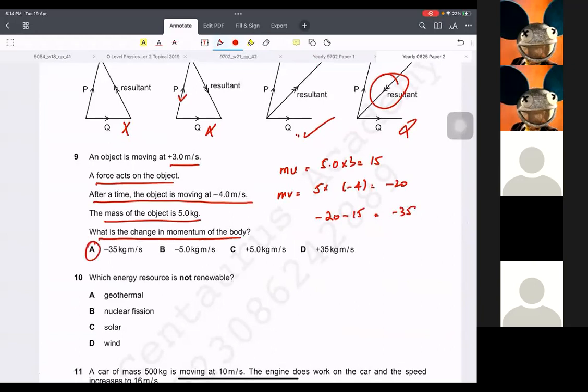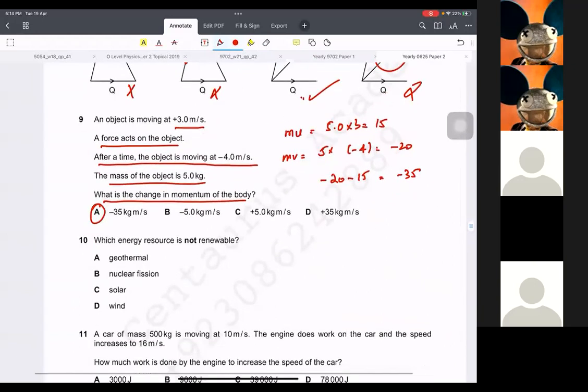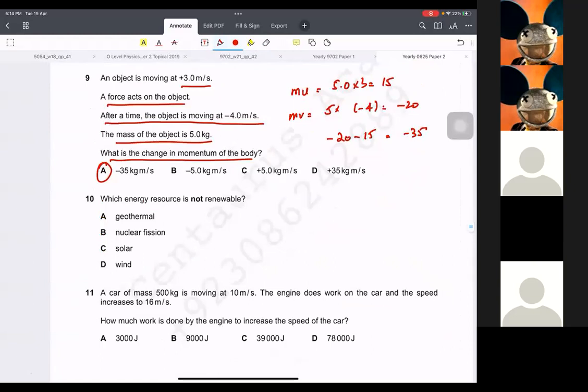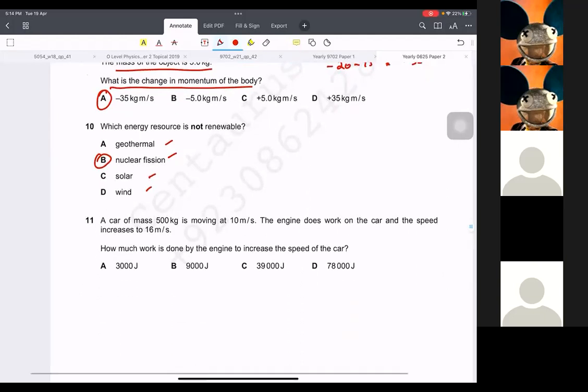Minus 35. Question 8, 9. Which energy is not renewable? I think this is not renewable. Fission, basically once the uranium finishes, it will also finish.